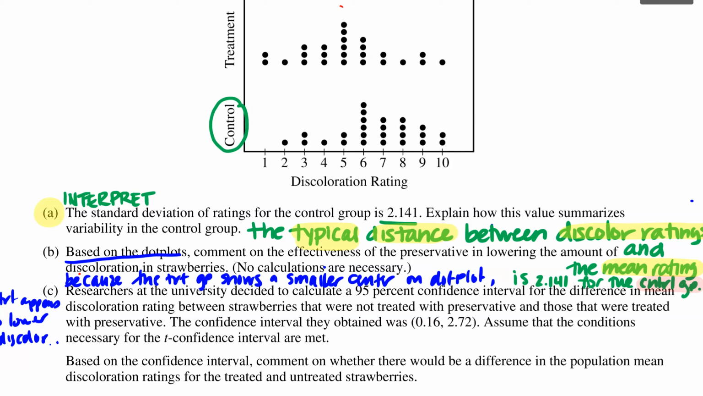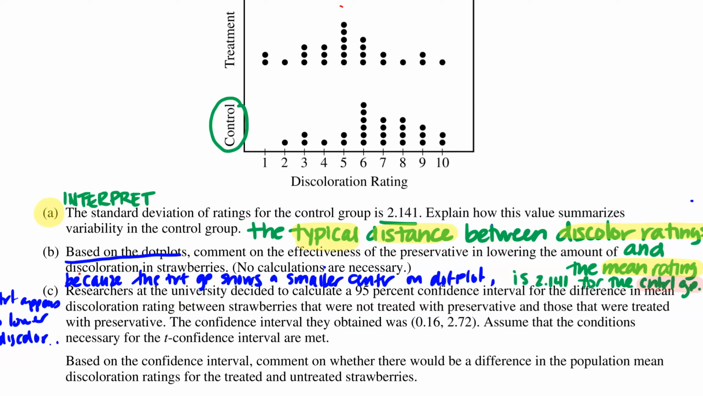And that's really all they looked for in the rubric for this question: that you answered the question and said, yes, the treatment appears to have less discoloration, it appears to be effective in lowering this amount, and that you referenced back to the dot plots in some measure of relative standing. What they mean by relative standing could be center. This is used very generically. I would hope from you guys I'd see better than this.